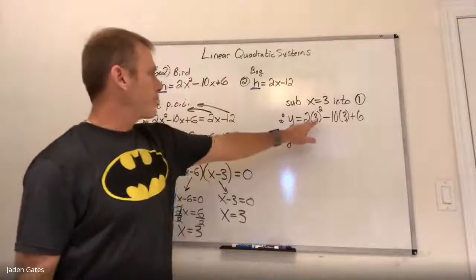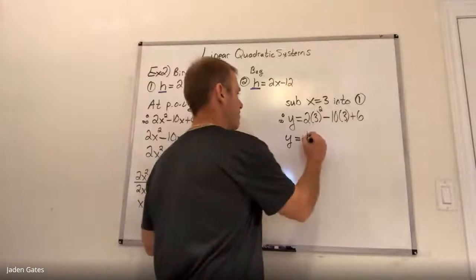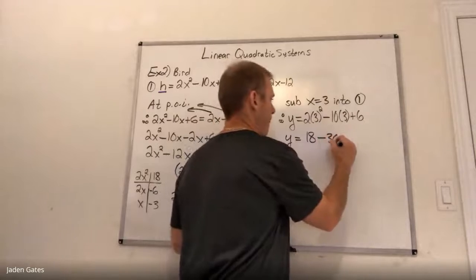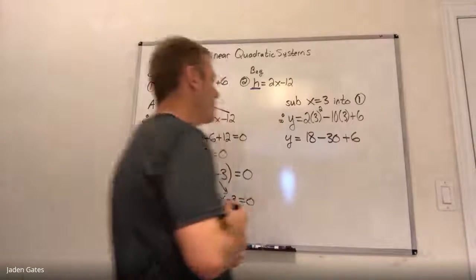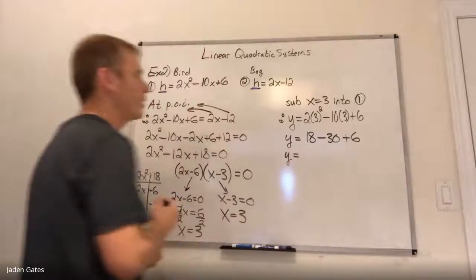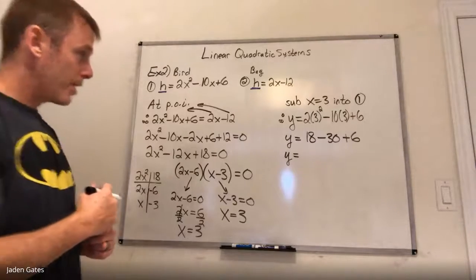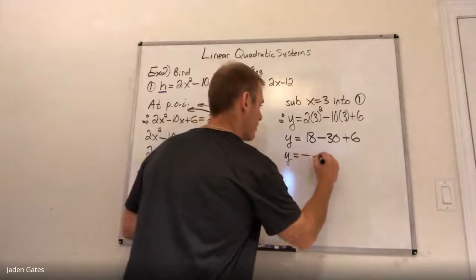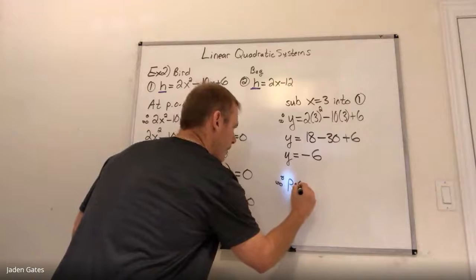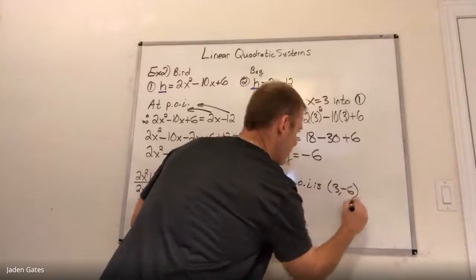BEDMAS. So I've got to do exponents. 3 squared is 9. 3 times 3 times 2. That's 18. All right. Minus 30 plus the 6. All right. Do some math here. I get y equals, let's see, 18 minus 30 is minus 12, plus 6, minus 6. And so therefore, the POI is (3, -6).